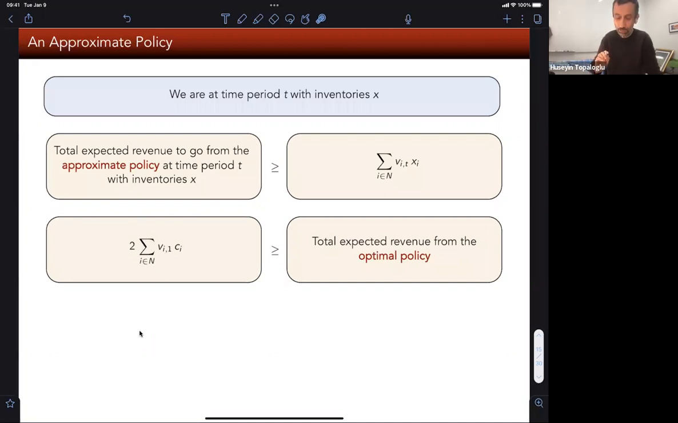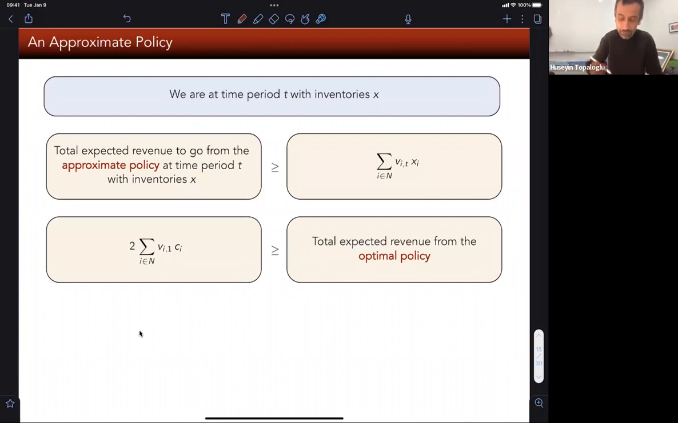And the second inequality we're going to prove is that this is the evaluation of my initial inventories according to my bid prices at the beginning of the selling horizon. That's the evaluation of my initial inventories. The second inequality we're going to show is that 2 times the evaluation of the initial inventories according to my bid prices is at least as large as the total expected revenue from the optimal policy.